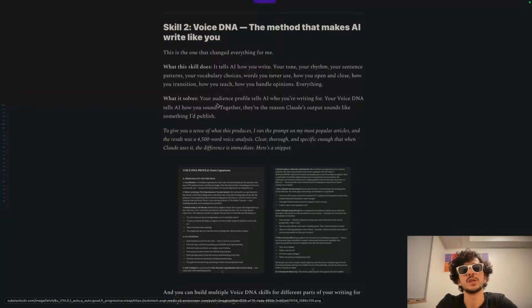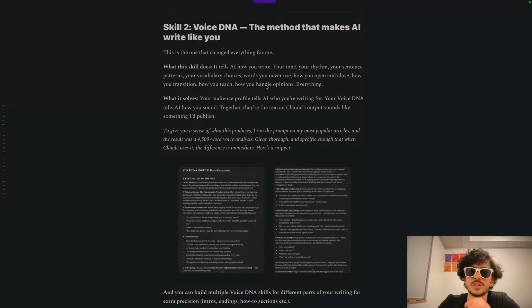Okay, so what this skill does, it tells AI how to write: your tone, your rhythm, your sentence pattern, your vocabulary choices. I think that's the first 80% of how to make AI sound like you. Give it your DNA.